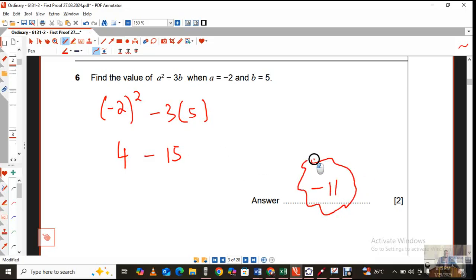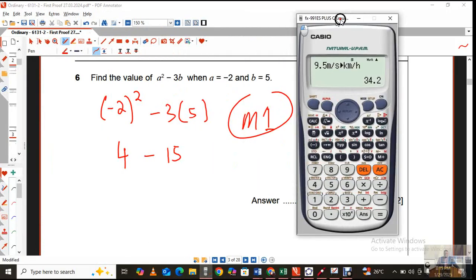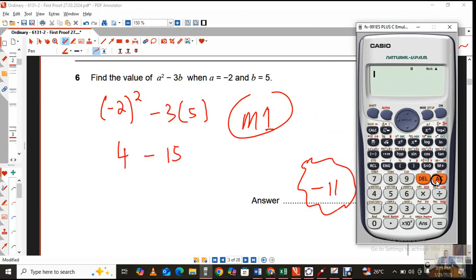So this is a 2-mark question. It means there needs to be a method that is seen there. The method comes from either this substitution or this particular value. But there is no need to get this type of question wrong. If you simply enter it on your calculator, minus 2 all squared, and take away 3, times 5, putting brackets like this, the calculator gives you the answer.